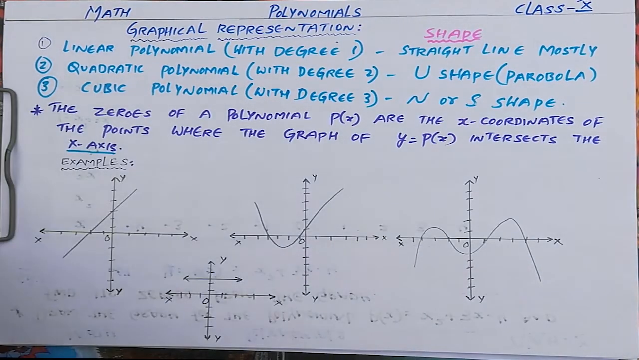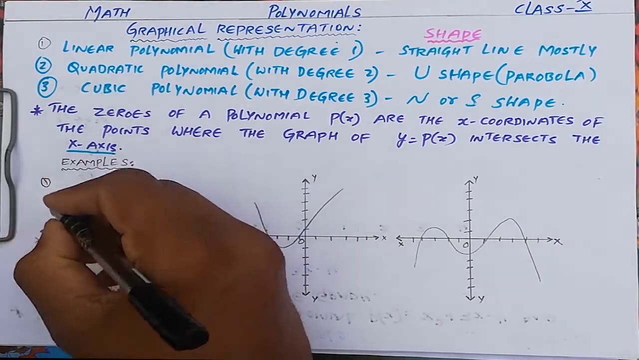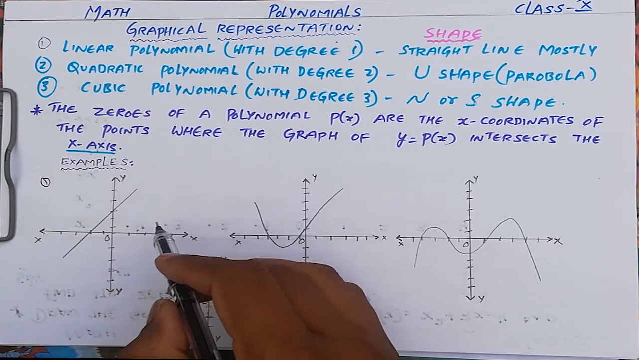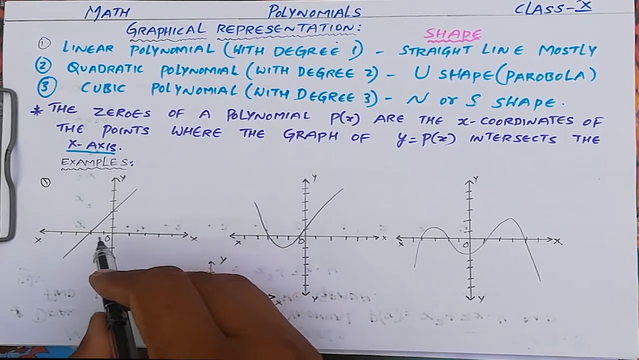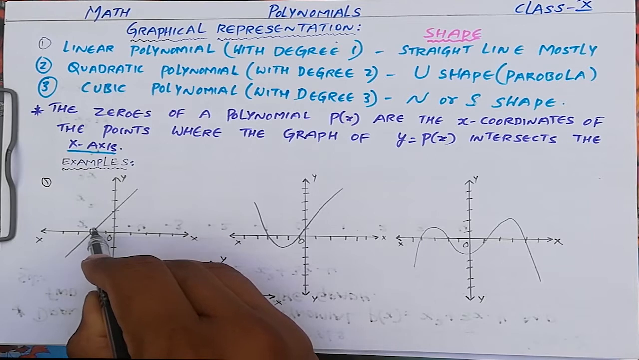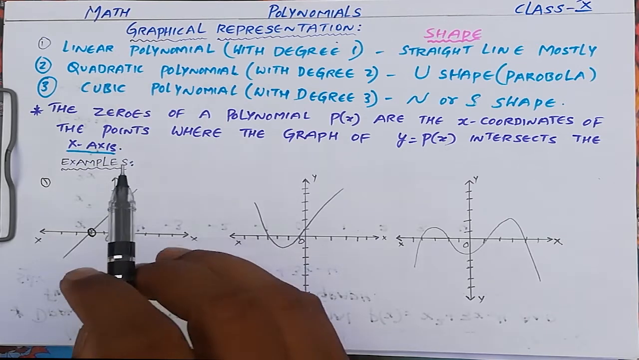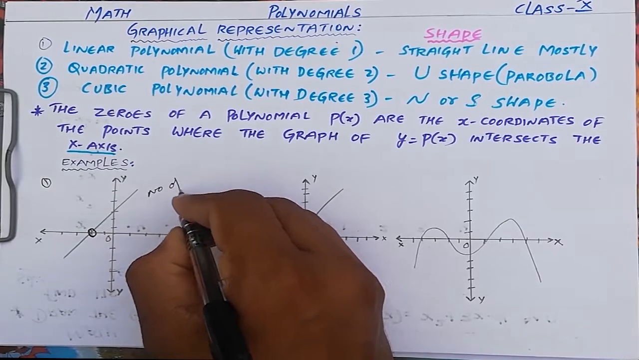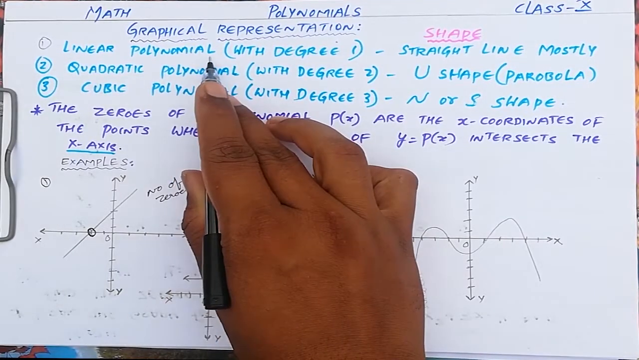So I have taken some examples. These are the graphs given. For this first graph, it looks like a straight line. Let's see how many points it meets on the x-axis. This is the x-axis, this is the y-axis, we know. This is the intersection point, and this is the y-axis. So we have the zero on the x-axis itself. So the number of zeros here is only 1. For the first graph, number of zeros equals 1. We can say this one is a linear polynomial.